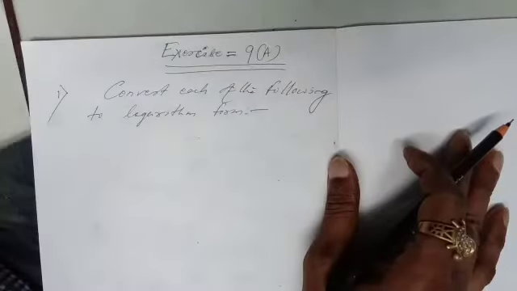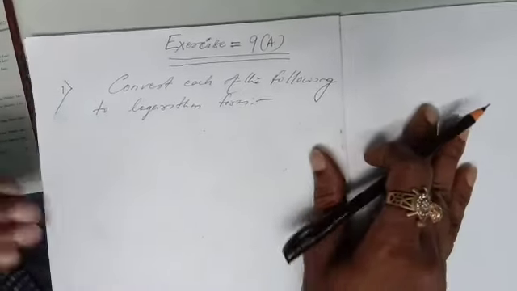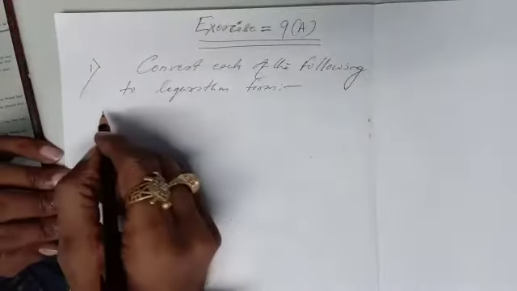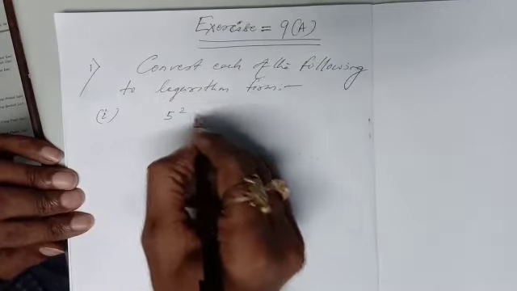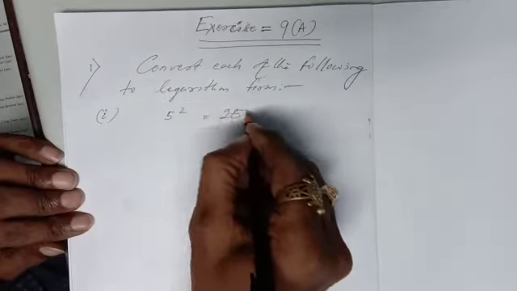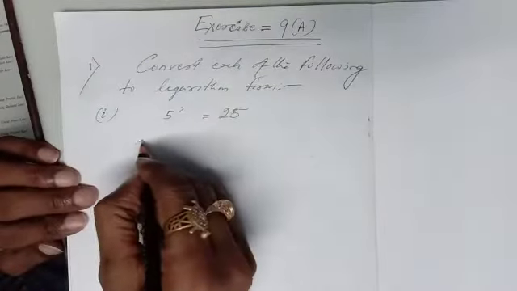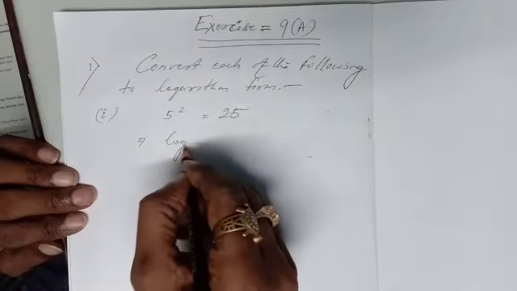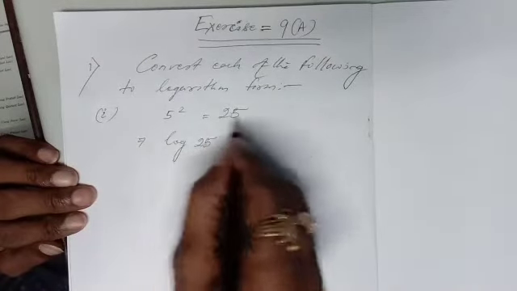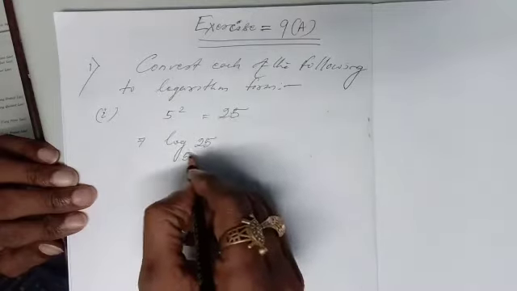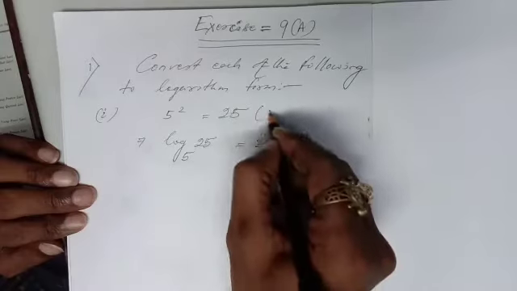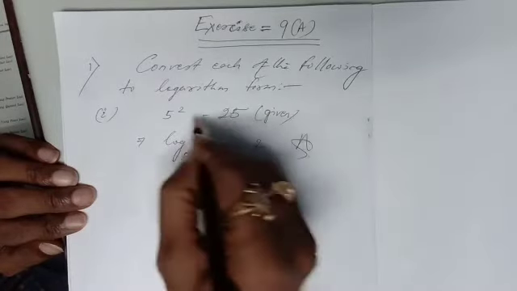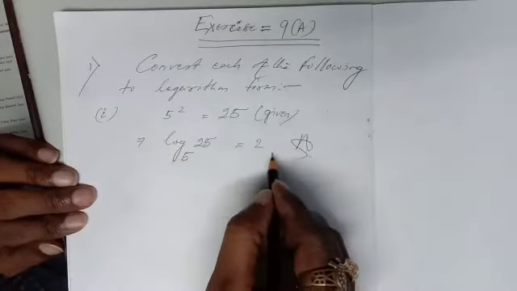Convert each of the following to logarithm form. Question number 1, first part is given 5 square equal to 25. That implies log 25 base 5. Power you write this. This is called exponential form. And this one is a logarithm. This is exponential form given. You are getting in logarithm form. This is the answer.